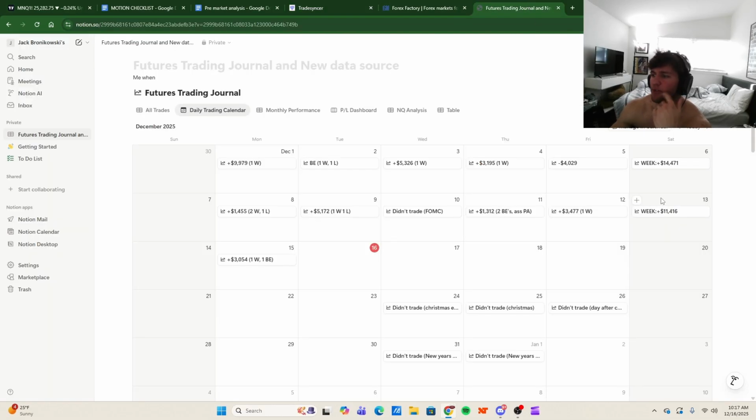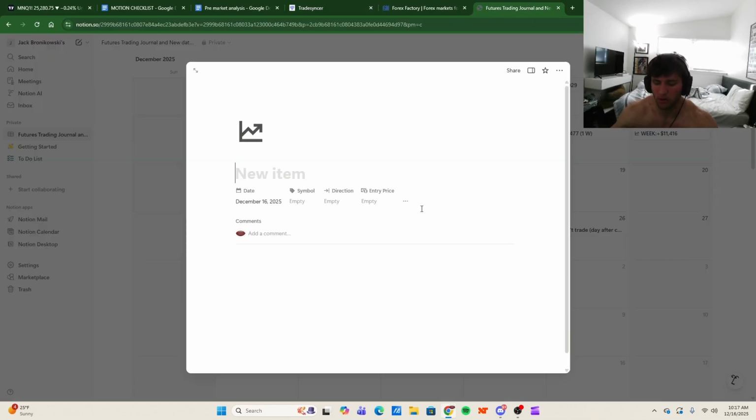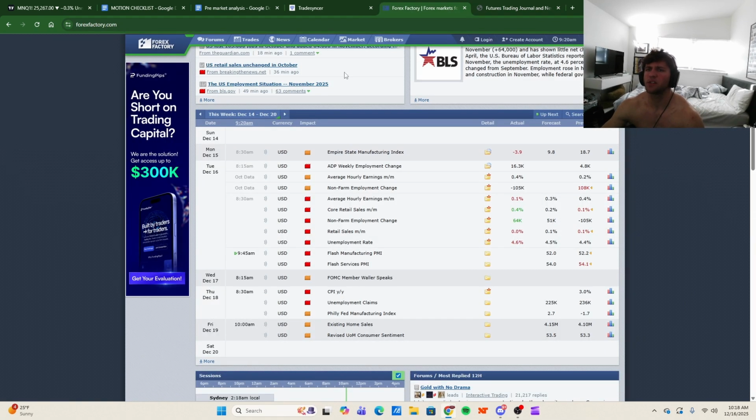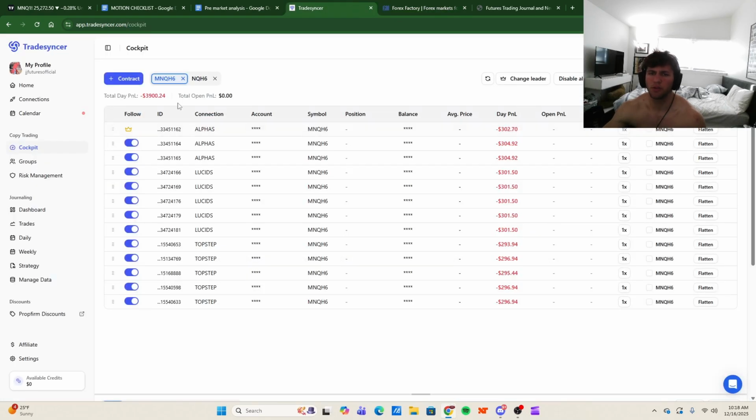Still up 25 grand on the month now, I guess. So let's see. What was it? Minus, was it 3,900 and then 1L, 1 break even. So yeah, down almost 1,000. There's the proof once again.